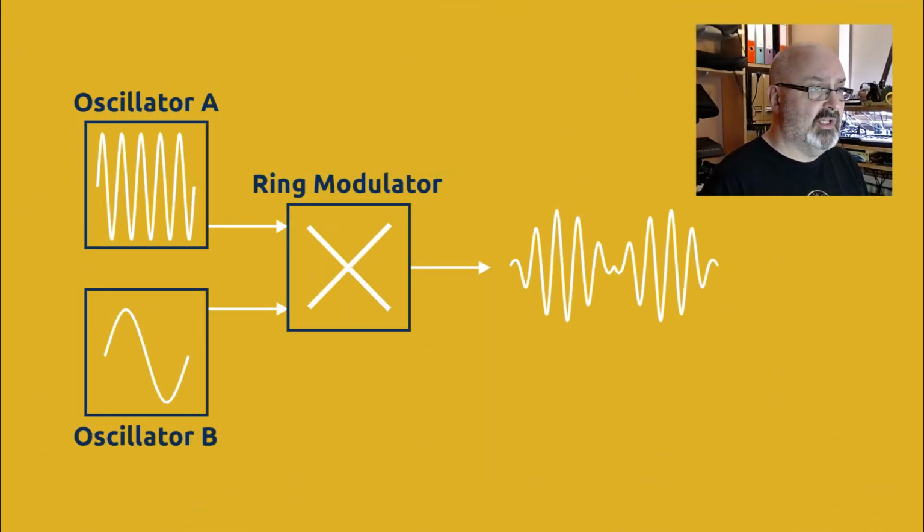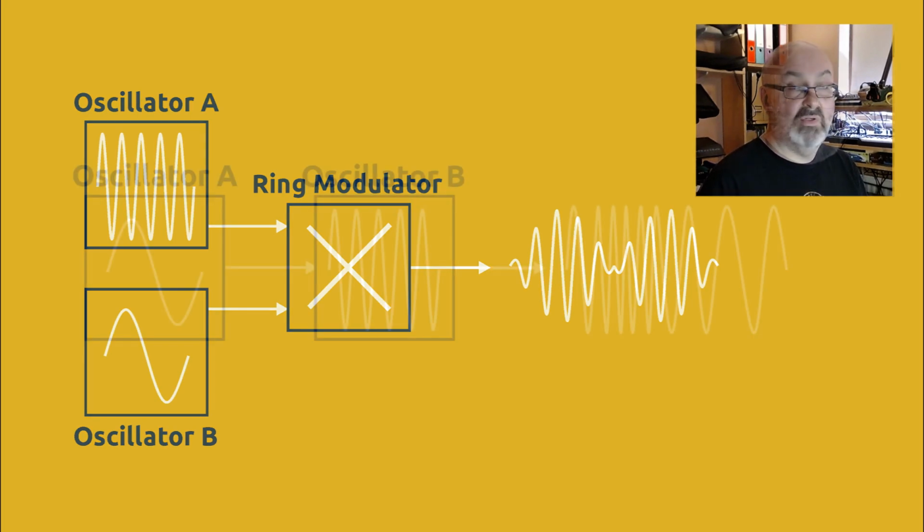So with ring modulation, you actually have to have a ring modulator, and you feed both your oscillators directly into the ring modulator. There is no carrier and modulator as such, but in terms of discussing it, sometimes it's useful to think of it in those terms. So you feed both of your oscillators into your ring modulator, and then you get your ring modulated output.